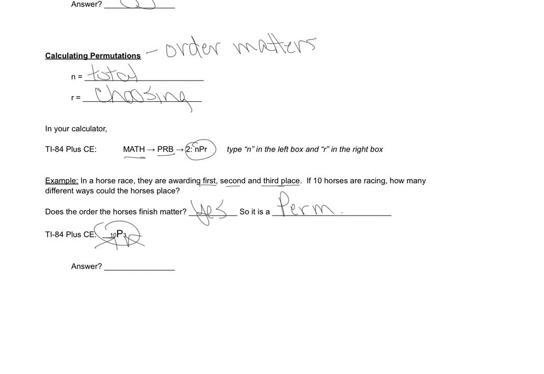And when you go ahead and put that in your calculator, let's see what we get. So there would be 720 different ways that those 10 horses could place if you're placing them first, second, then third.